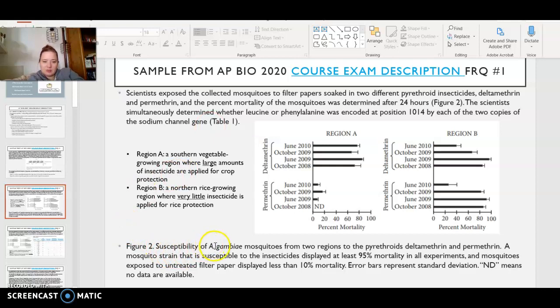Figure 2. Susceptibility of these mosquitoes from 2 regions to these insecticides. A mosquito strain that is susceptible to the insecticide displayed at least 95% mortality in all experiments. So they're testing a mosquito strain that definitely dies from this insecticide, and it kills 95% of them. That's a way of checking that that insecticide works. And mosquitoes exposed to untreated filter paper displayed less than 10% mortality. So if a mosquito is not exposed to an insecticide, they expect to see about 10% of the mosquitoes die. So that's another kind of control they're doing.